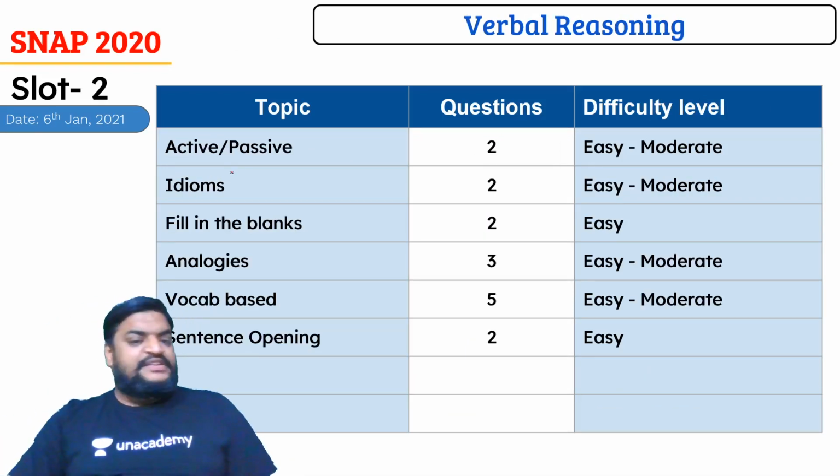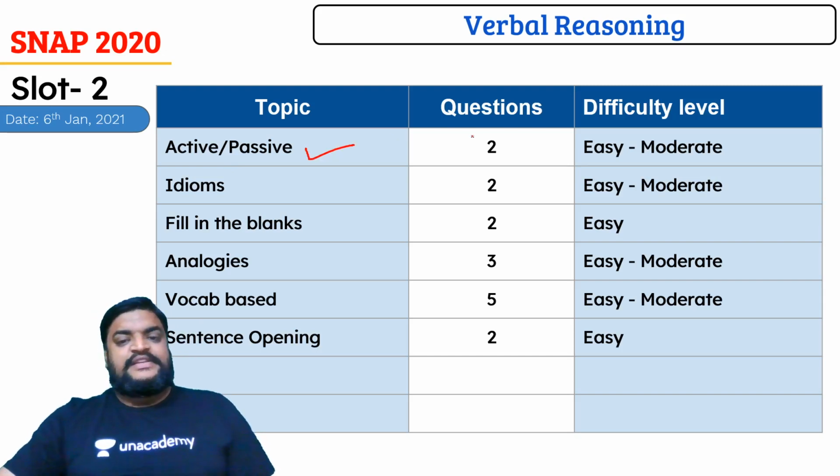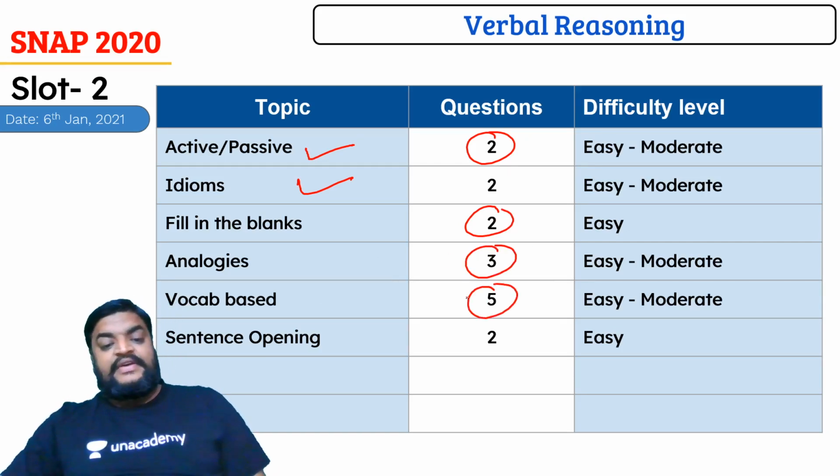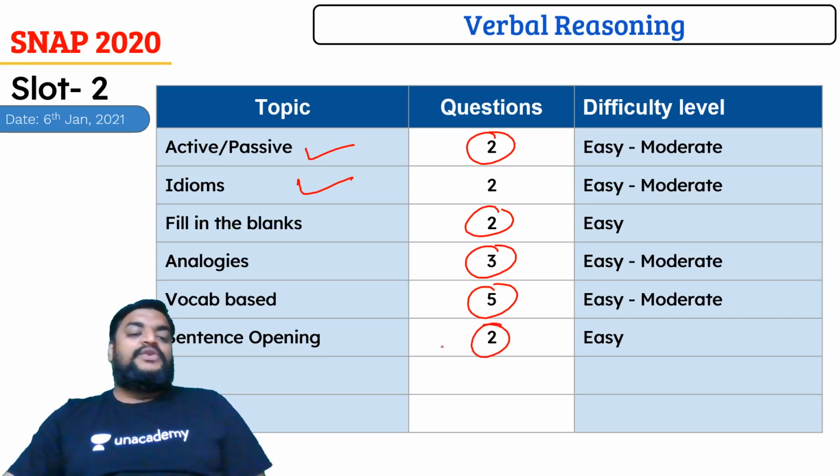When we move to verbal reasoning, the questions were asked from active passive, 2 of them. Idioms, there were 2 questions. Fill in the blanks, there were 2 questions. Analogy, there were 3 questions. Vocab based, there were 5 questions, and sentence opening you had 2 questions.